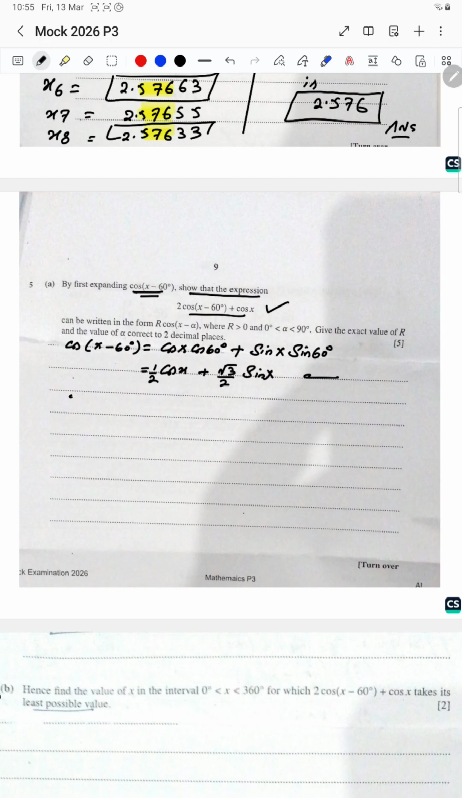Okay, now I'm going to change color. Now 2 cos of x minus 60 degrees plus cos of x can be written as, in the form of what?